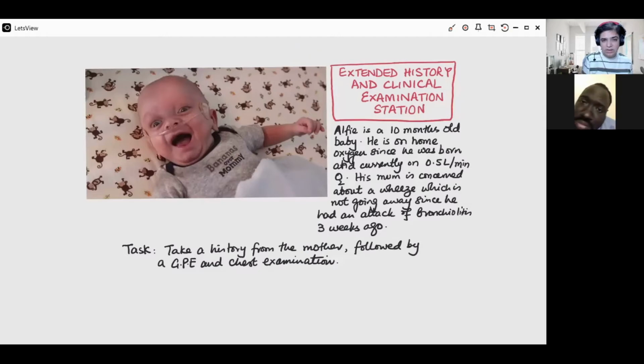So I'm quite concerned that the wheeze hasn't gone away. Somebody told me that the wheeze should go away within a week's time, and this is 3 weeks, and his wheeze is not going away. Okay, so is this the first time he's wheezing? No, he had a wheezy episode when he was 3 months old as well. But that was mild, we didn't even come to the hospital.